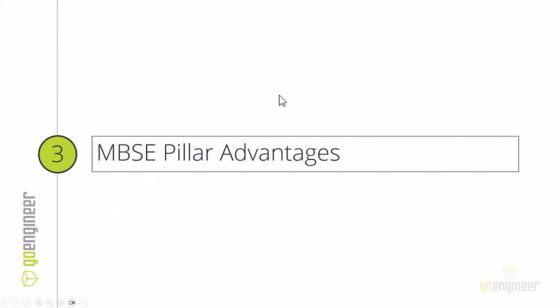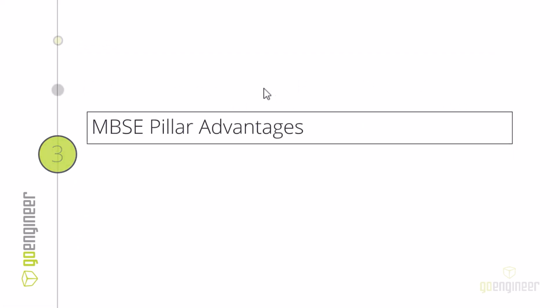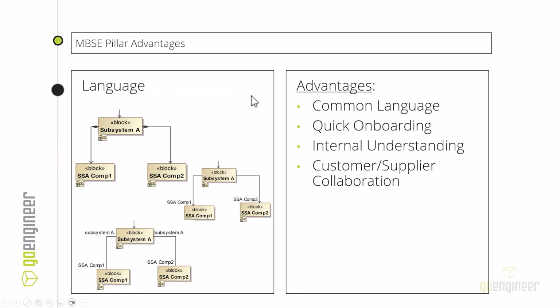All right, so now we can really talk about the advantages of the pillars. Why are there the pillars of model-based systems engineering? And the first one is the language. So if you look to the left, you can see that I have the same subsystem with its components, but the associations are different. One has a diamond on the end connecting. The other one has no diamond with the arrow. And then the final one, there is just the association with no diamond or arrow.